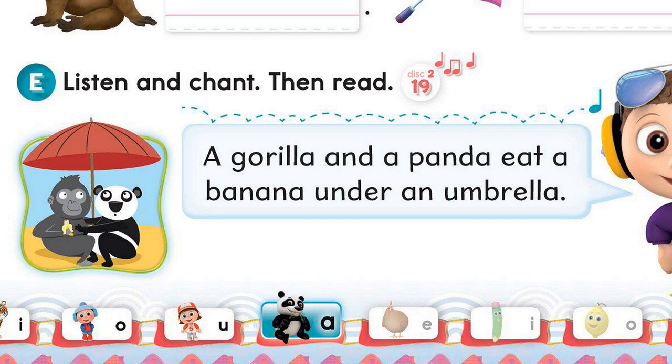Gorilla, panda, banana, umbrella. Gorilla, panda, banana, umbrella. Gorilla, panda. Banana, umbrella. Gorilla, panda.